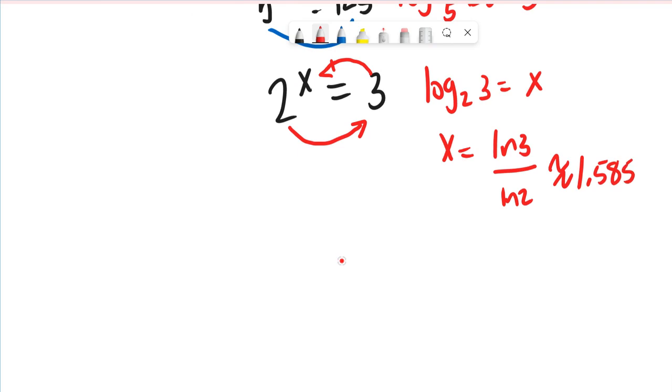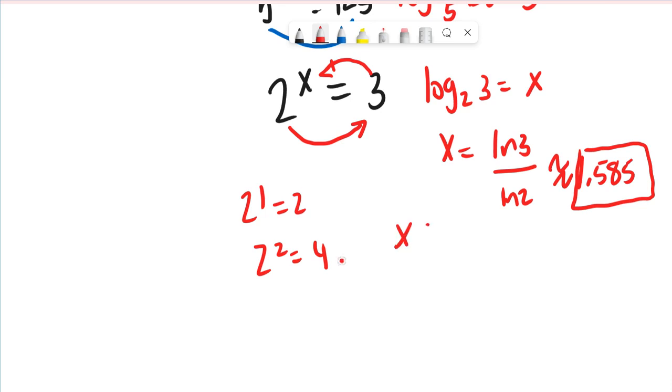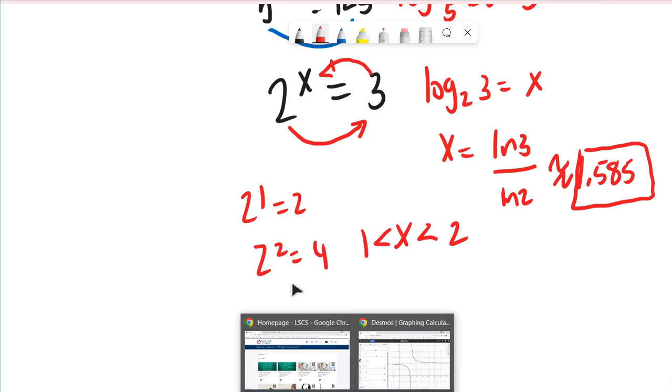1.585 is the answer. Now, consider this, that it does make sense because 2 to the 1 is 2, and 2 squared is 4, and 3 is somewhere between there. So in that case, I knew that the answer for x was somewhere between 1 and 2, basically.